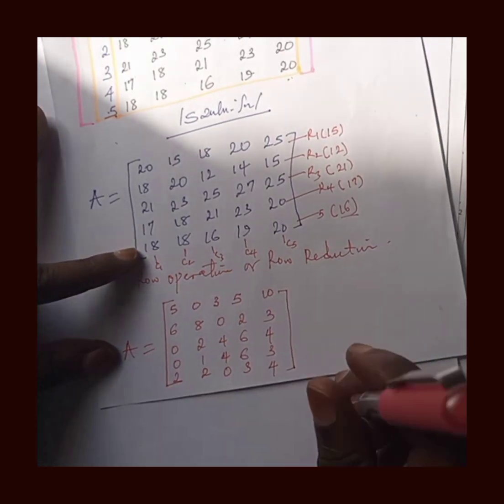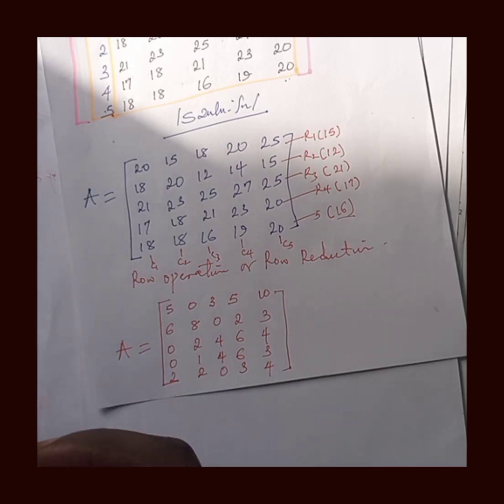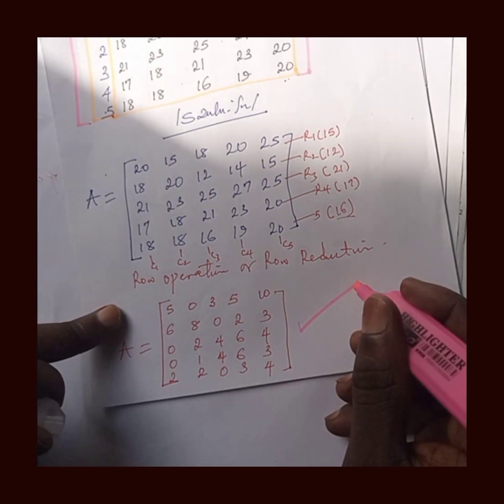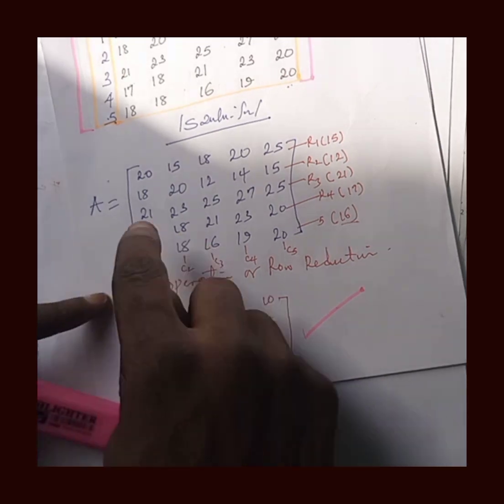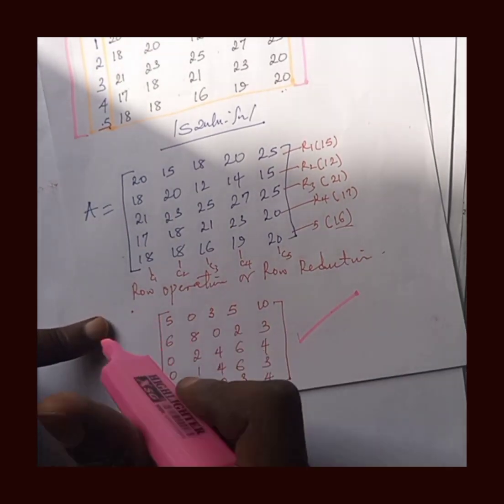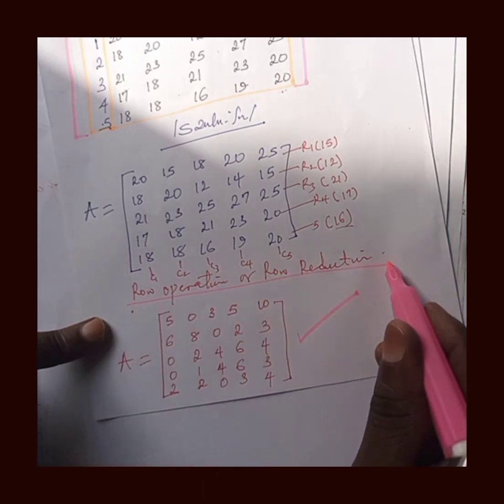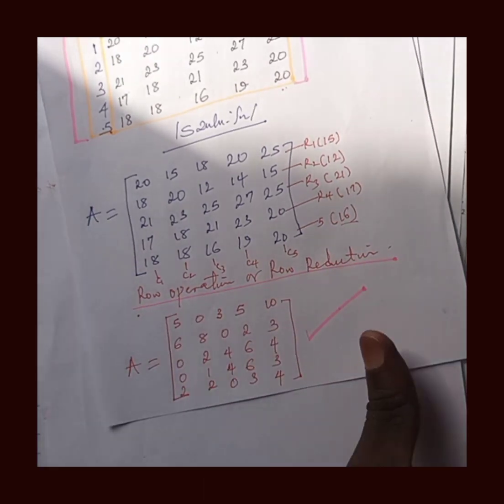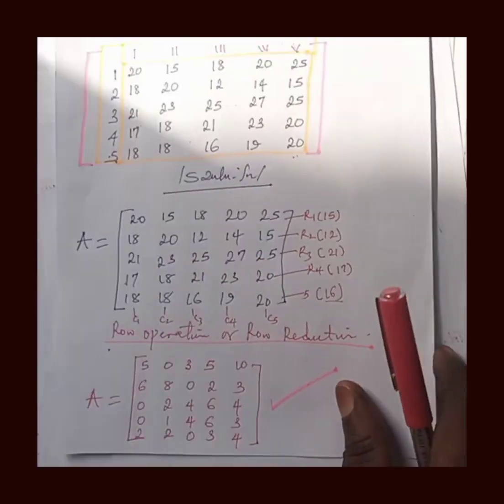So this is our row reduction. Row reduction is done. Then after the row reduction, the next step is to move to the column reduction. So we are done with row reduction. We now move to the column reduction.